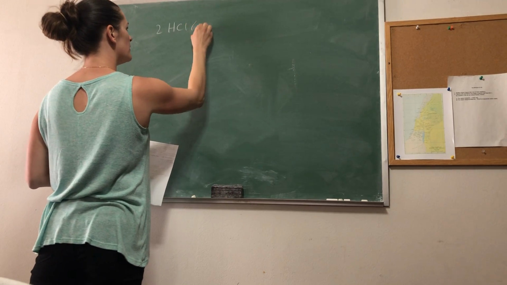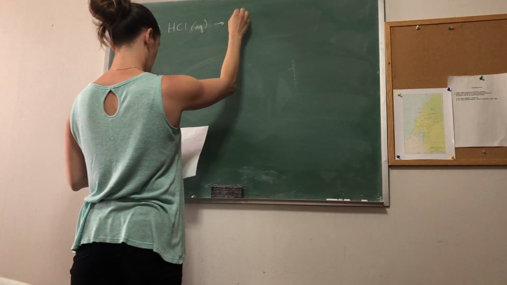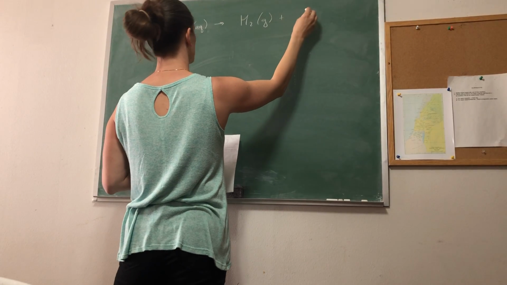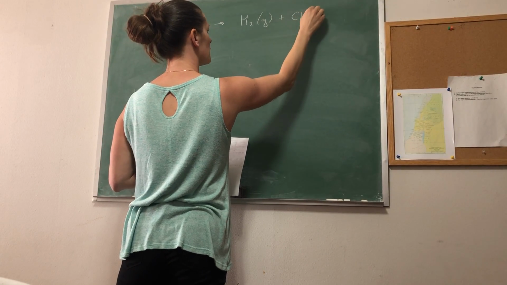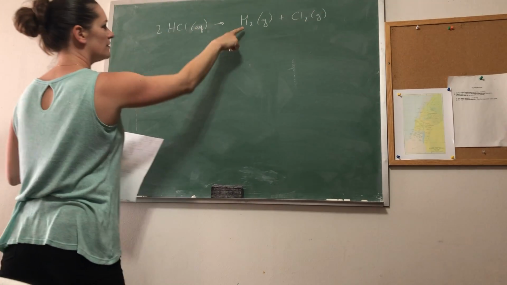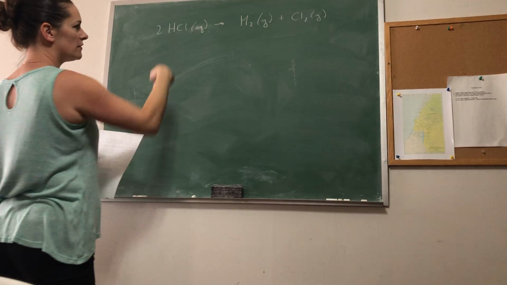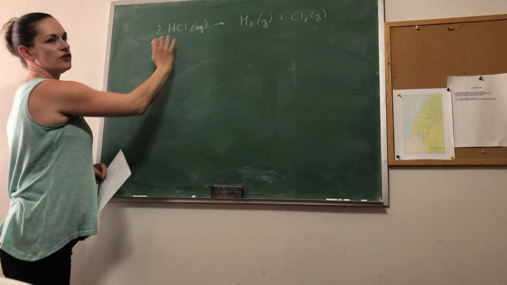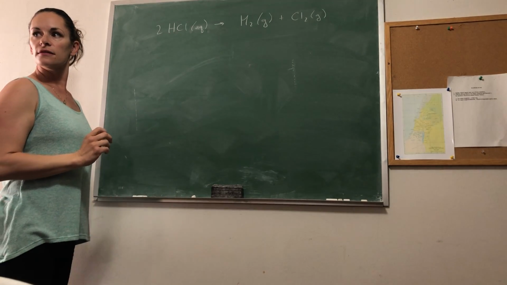HCl would be aqueous, right? And we go to hydrogen gas plus chlorine gas. It's already balanced, 2 hydrogens, 2 chlorines. So what's the oxidation state of HCl, hydrogen chloride?